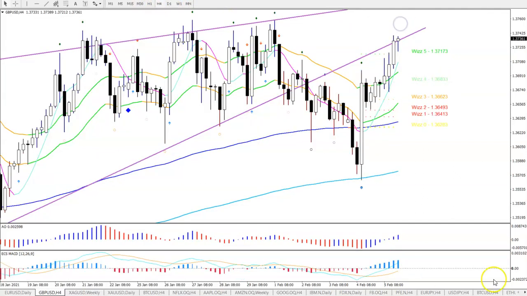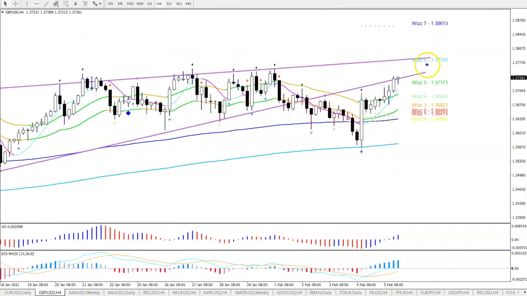with main targets basically at the WIZ 7. Now there could be, of course, serious resistance at the WIZ 6, which is the top of that old rising wedge, and there could be a bounce there. But I suspect the price will bounce and break through it and head towards the WIZ 7 at 138.60.